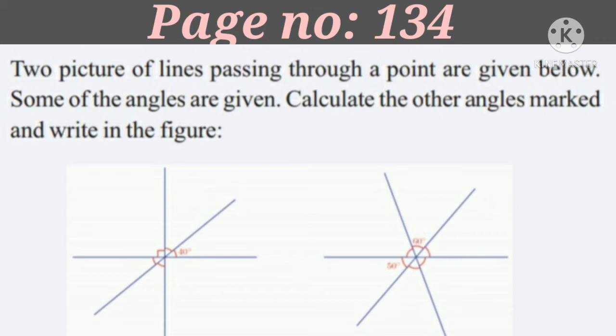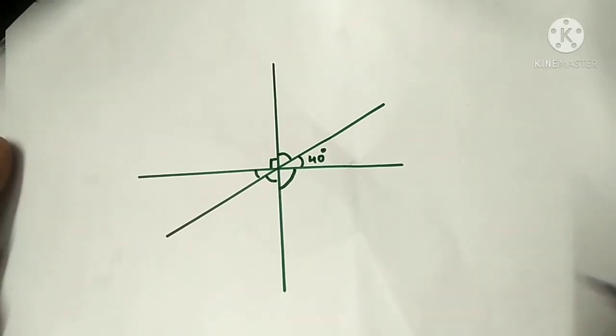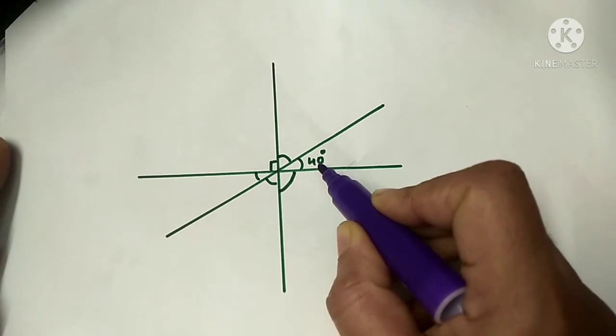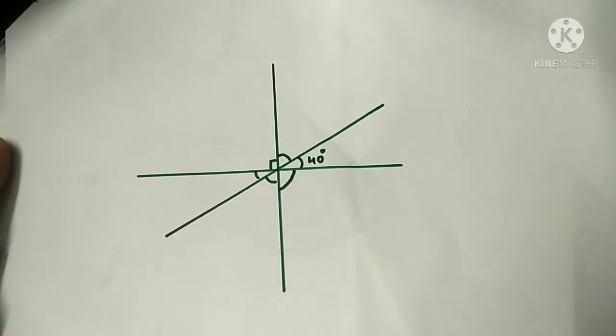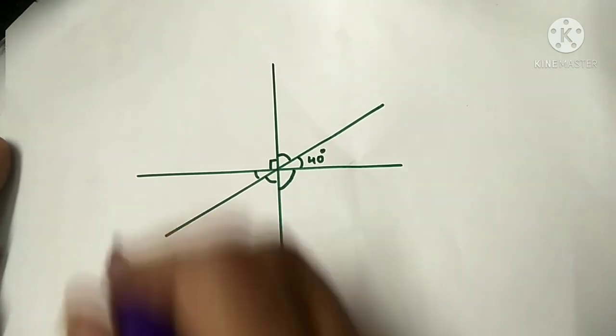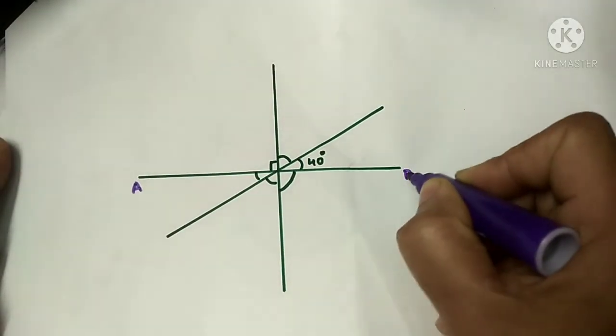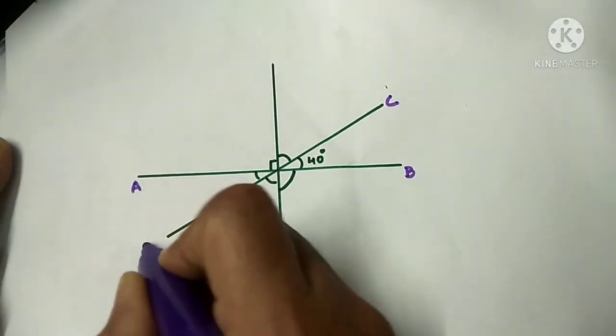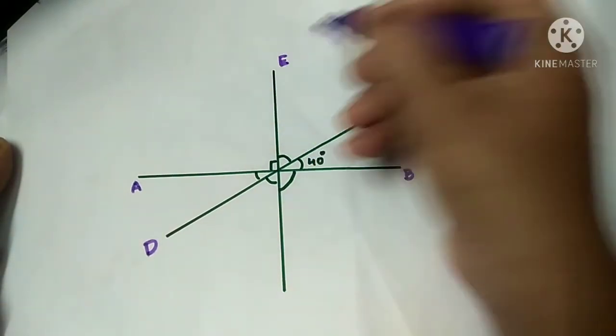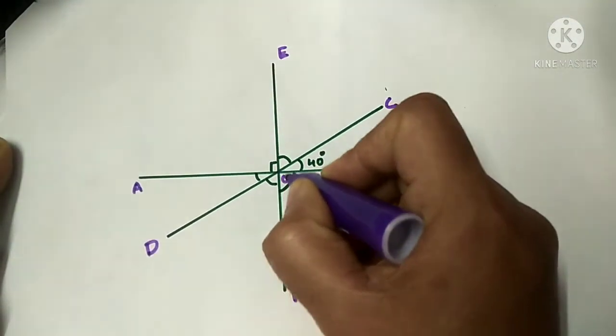Question: two pictures of lines passing through a point are given below. Some of the angles are given. Calculate the other marked angles and write them in the figure. See the first figure. Here one of the angles is given as 40 degrees and we have to find all the other angles. Before finding the angles, we have to give a name for each angle. Let us name these angles as A, B, C, D, E and F and the center as O.